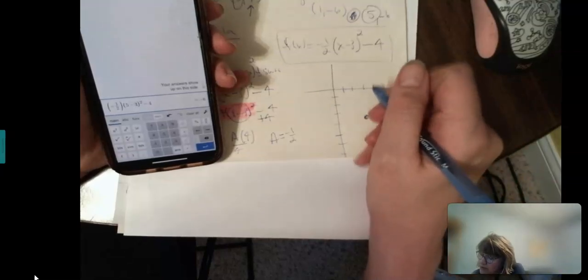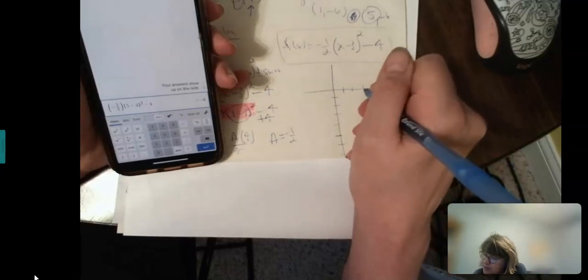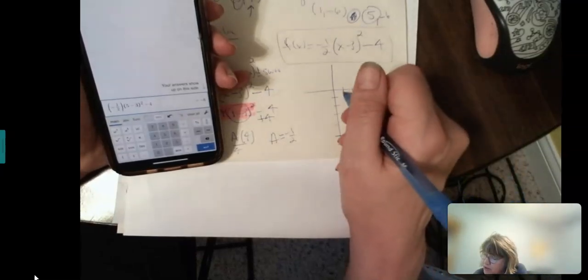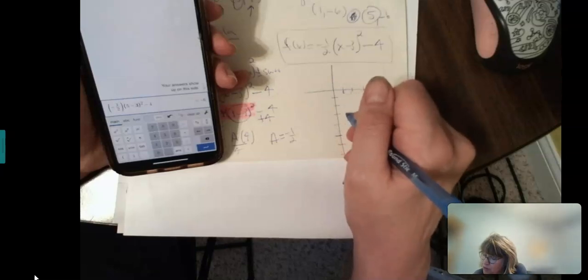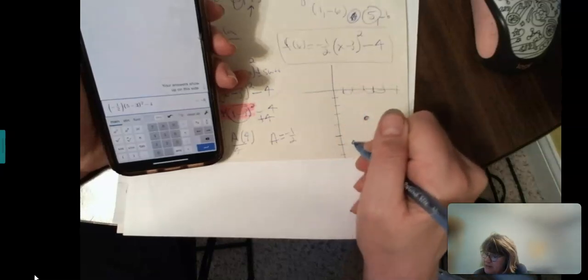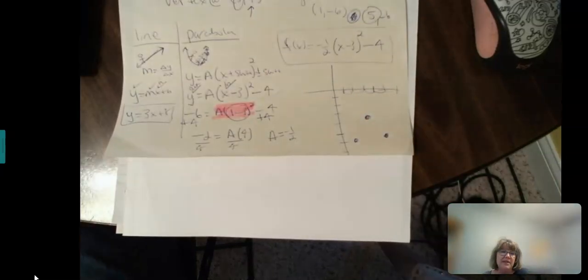So at an input of 5, so 1, 2, 3, 4, 5, I get an output of negative 6. So that's what, 2 over? Yeah, because this is at 3. So I went 2 over and down. So symmetry wise, I could go 2 over here at 1 and go 1, 2, 3, 4, 5, 6 down. And then I could graph that.